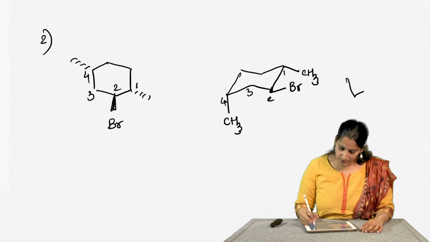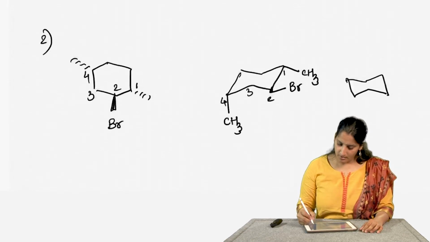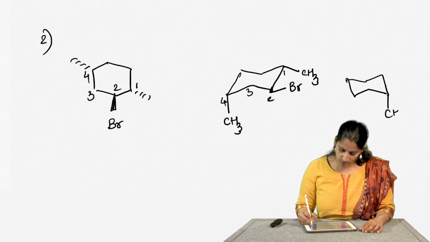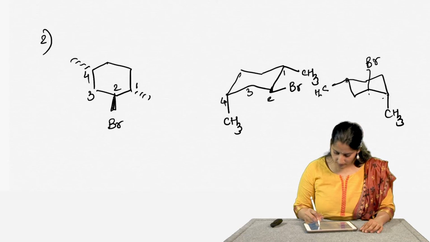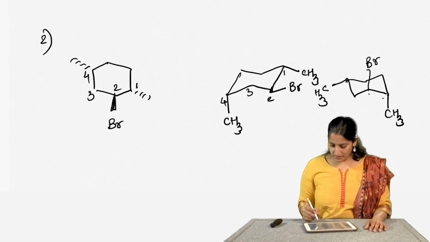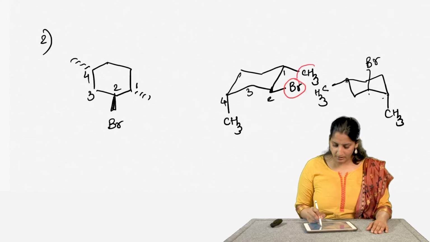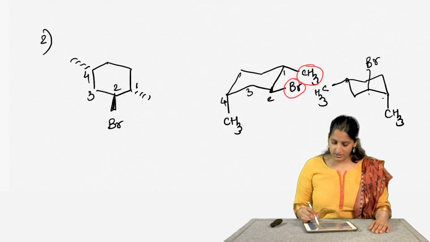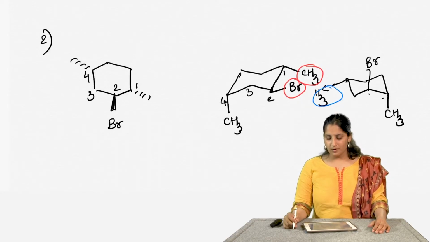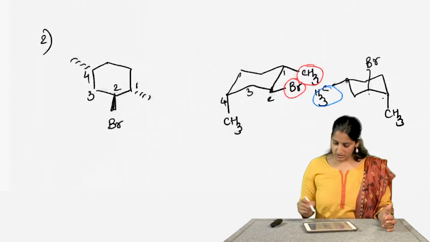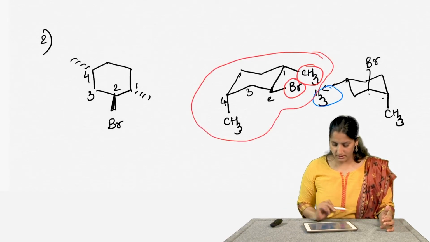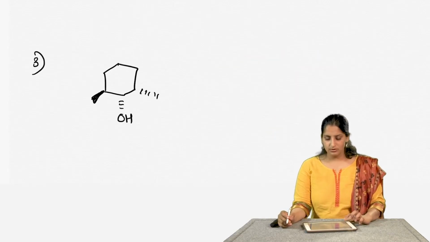If I do a chair flip of this, methyl will go axial down here, bromine will go axial up, and this methyl will go equatorial down. Okay. If I see, this first chair has a bromine and a methyl equatorial, whereas the second chair has only one methyl group equatorial. Now, if we look at the A value, the size of bromine is quite big, right. So, the first one is going to be the correct answer. Okay. Let us go to the next one.